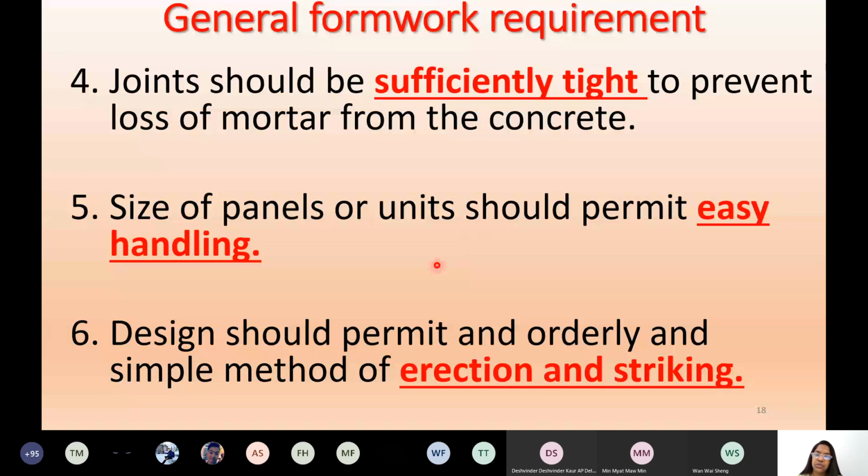So for small buildings, small residential buildings, single story buildings or just a shop lot, sometimes it is handled manually, no cranes are employed. So manual handling should be made easier and quicker if it is less weight and of reasonable size, not a very broad, uneven size, and so on. Design should permit this, it will also help in erection and striking, or positioning the formwork at the place you need to pour the concrete.